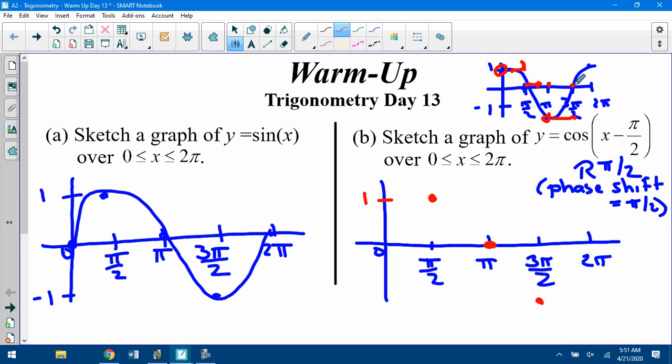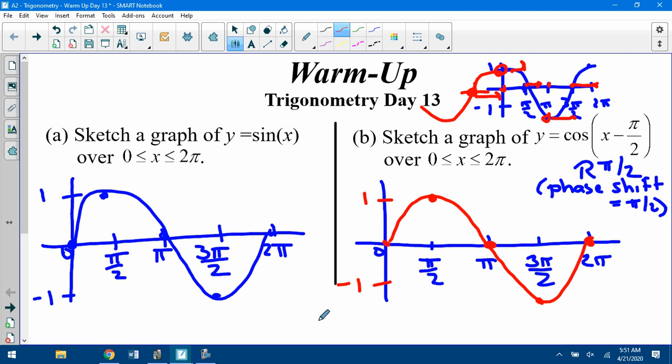This 0 shifts right pi over 2, now it's at 2 pi. Now what point would be at 0 up here? Well, it's whatever point was at -pi over 2. And if you keep going with the cosine graph, it would have been 0. So look what happens when I shift cosine pi over 2 to the right. What do we got? We've got sine.